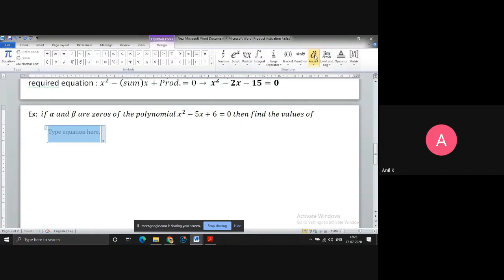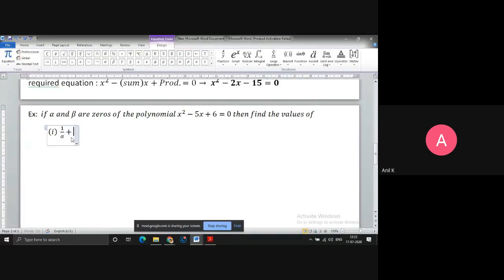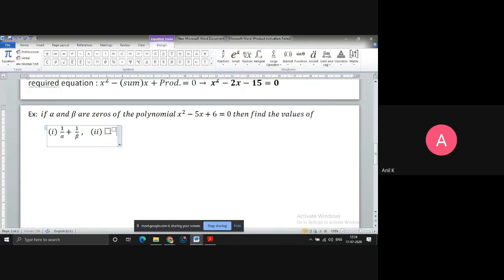Find the values of, let me insert the equation, equals to, for example, that is not equal sign, 1 upon alpha plus 1 upon beta, 1 upon alpha, 1 upon beta. This value may be, let me put for the second question, like alpha square, where is alpha?